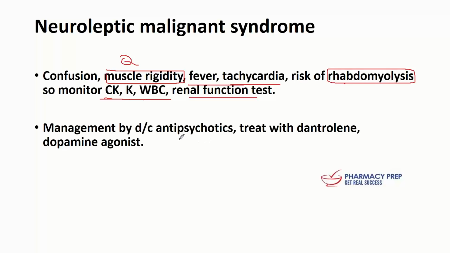And then the treatment option is dantrolene, or sometimes a dopamine agonist. So dantrolene is a good answer for treating neuroleptic malignant syndrome. Dantrolene is a calcium ion channel blocker. It slows down the breakdown of the muscles that is caused by neuroleptic malignant syndrome. Therefore, dantrolene is used for treating neuroleptic malignant syndrome.